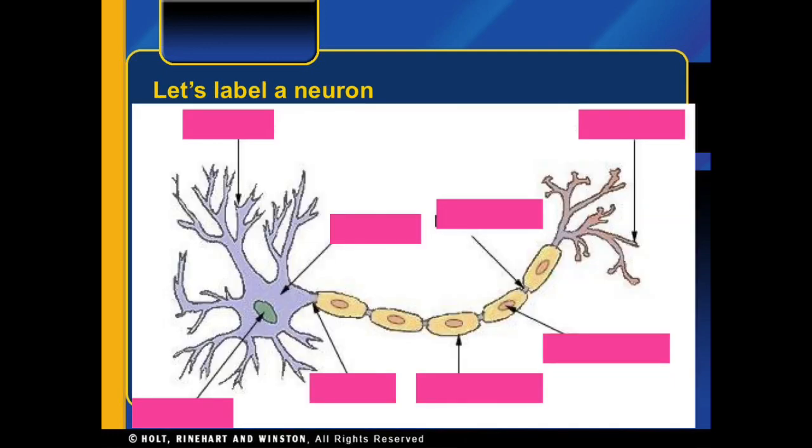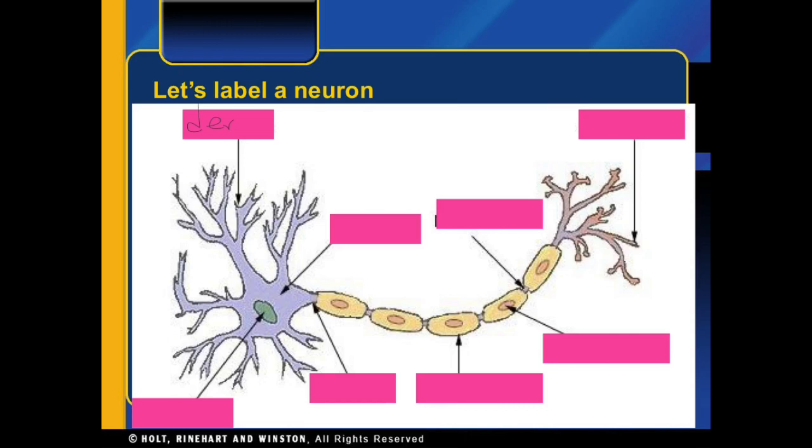Okay, so here is our diagram of a neuron. So this is what a neuron looks like. You will eventually have a quiz or a test on labeling a neuron. So starting at the top left, we're going to label, and we'll go around. Those are the finger-like projections that are on the neuron, and that is the dendrites. You can see they have multiple dendrites on the neuron.